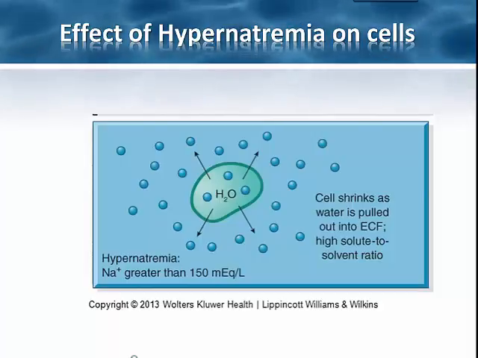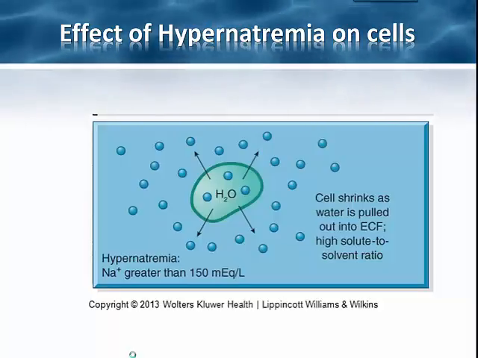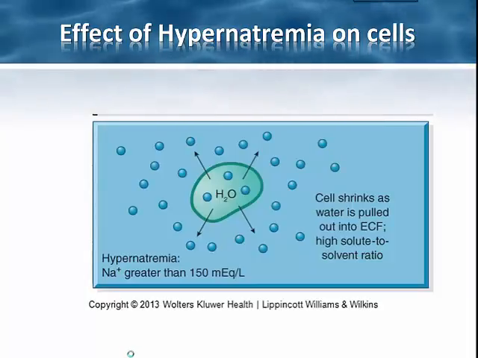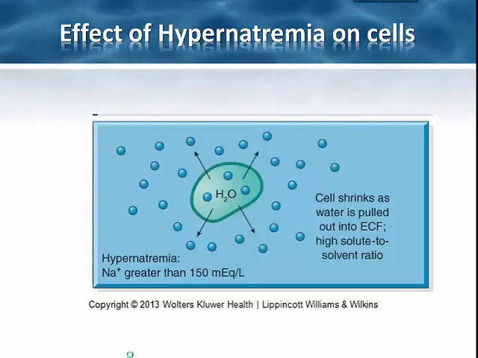Let's talk about what happens, though, and the effect on the cell first. In a hypernatremic state, the extracellular fluid has a lot of sodium in it, so water leaves the cells. If you think of it, the cells shrink. Remember, in hyponatremia, the cells were expanded.